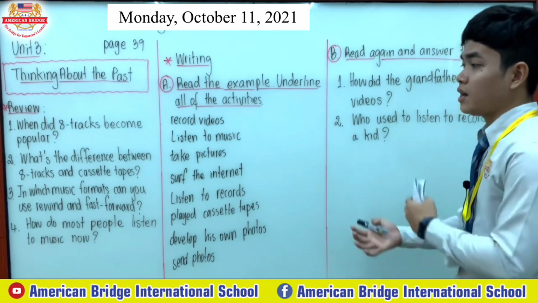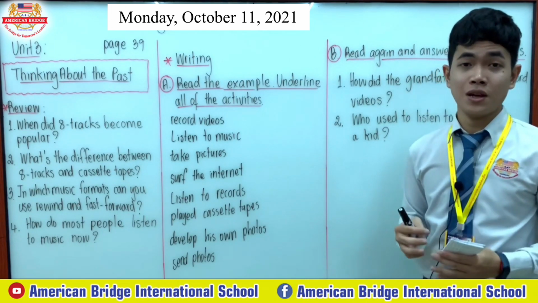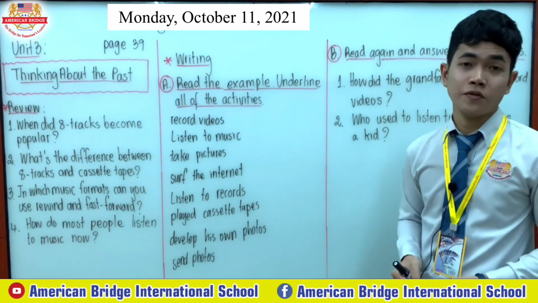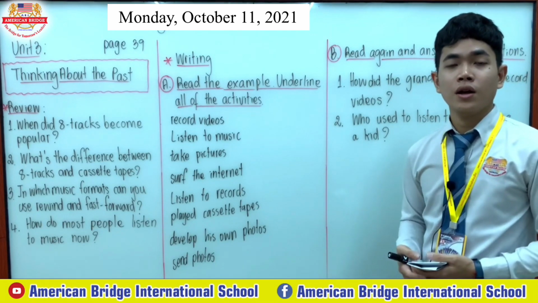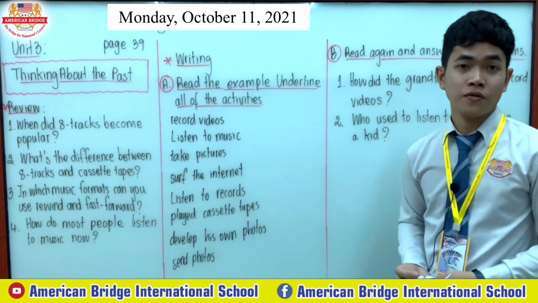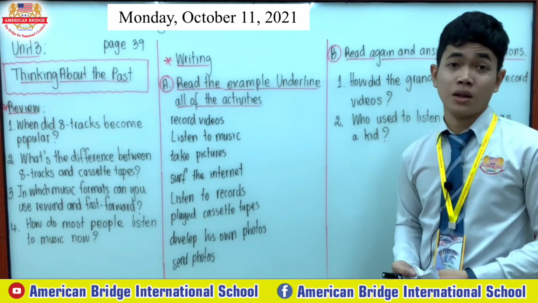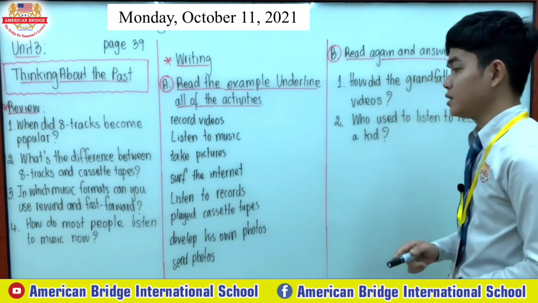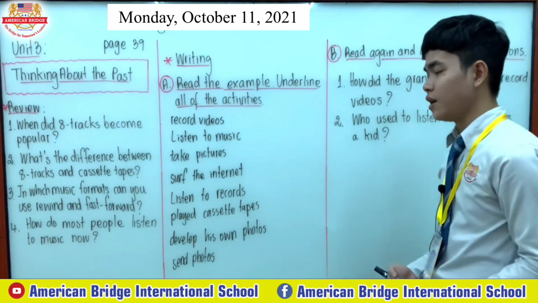Next is taking pictures. Taking pictures is also one of the most interesting activities. Next is surf the internet. What does it mean, everyone, by surfing the internet? If you say surf the internet, it means you are using the internet. You are using the browser on your phone, maybe you go to Google and search for anything you want to know. This is the way that you surf the internet. Next is listen to records, play cassette tapes, develop his own photos, and send photos.